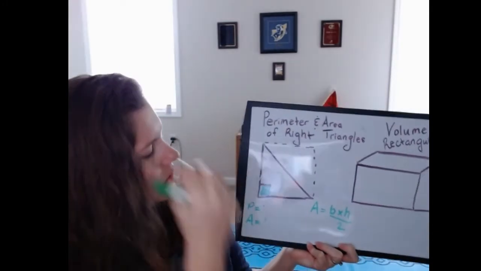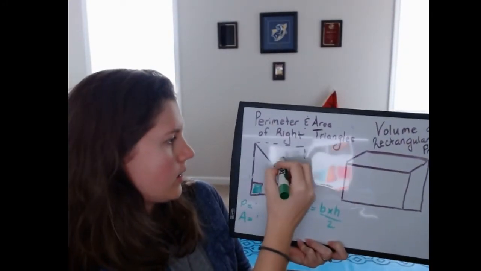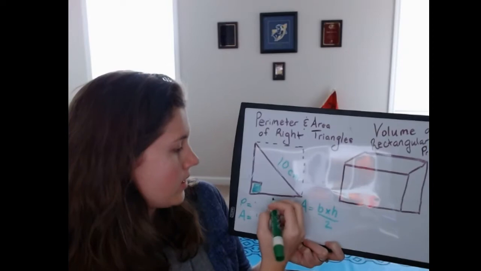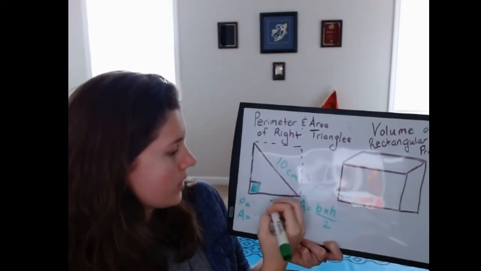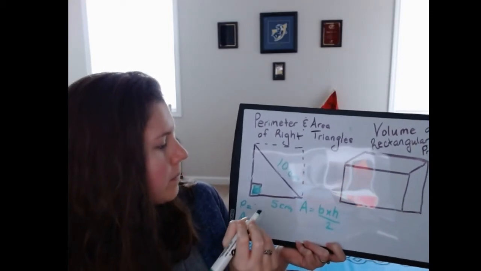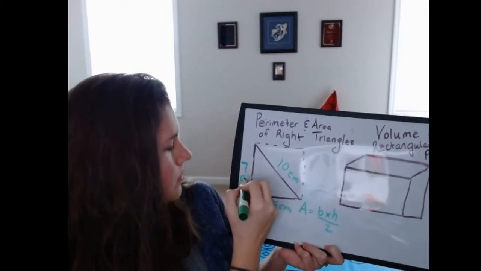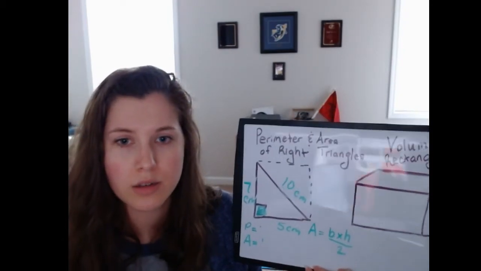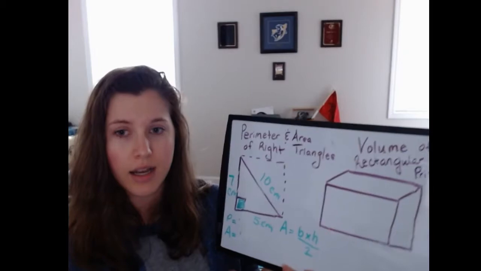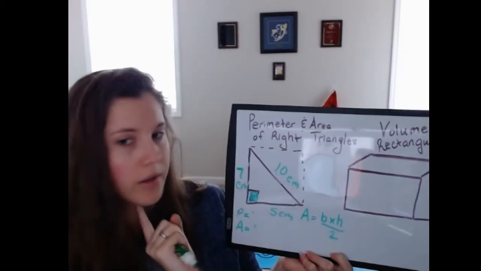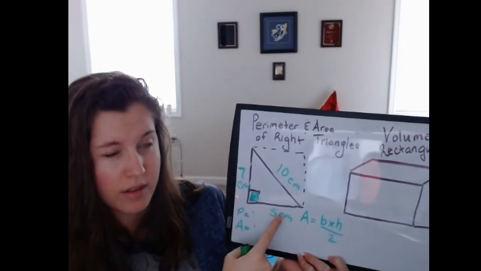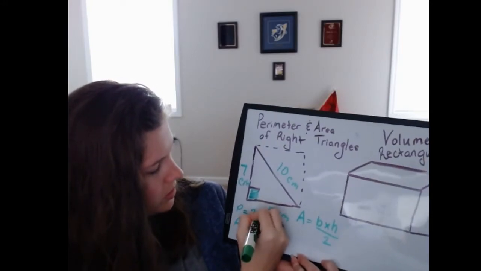Okay, so I erased our numbers. Let's say that the hypotenuse is 10 centimeters. Our base is, I don't know, let's say 5 centimeters. And our height is 7. Okay. So we have to find the perimeter, which is just adding up all three sides. So 7 plus 10 is 17, plus 5 is 22. So that would be 22 centimeters.